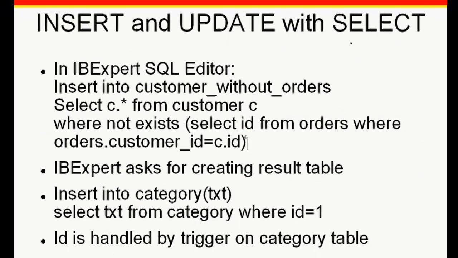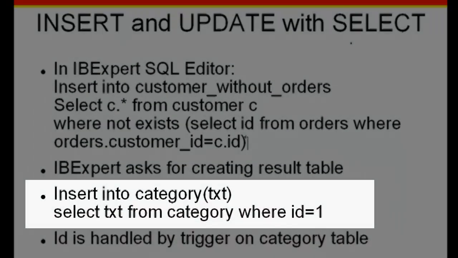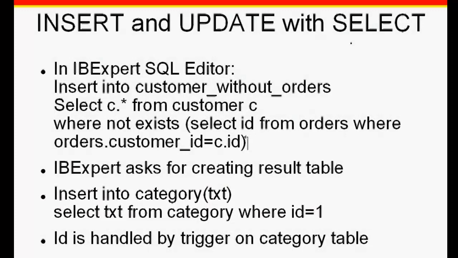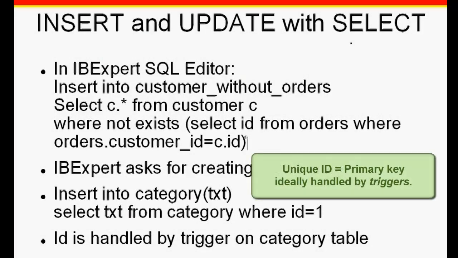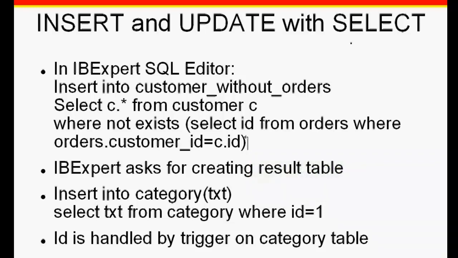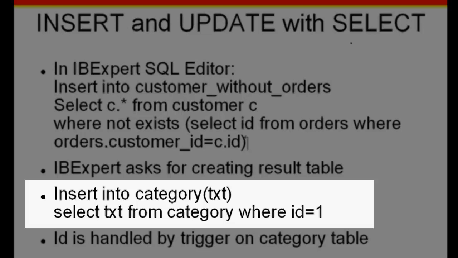The second one here is simpler. Insert into category text, select text from category where ID equals 1. Here we're inserting into the table category, and we're saying we're only going to give you one field. Every row has got to have a unique ID in it, the primary key we mentioned earlier. What you can do in a database is use something we're going to talk about in one of the other sessions called triggers. And it has an opportunity to fill in the gaps for you. So this is basically saying we're going to insert into the category table into one field, the text field, fill it with data, select text from category where ID equals 1.